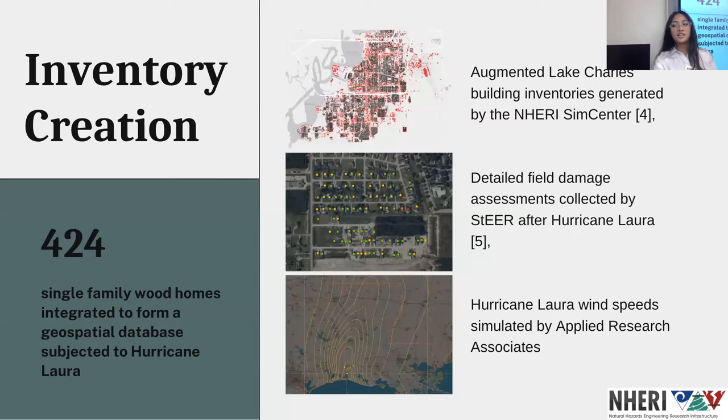The validation of these codes requires a whole bunch of different data sets to be fused into one data inventory. We generated this information by using the NHERI SimCenter and the different building inventories that they gathered for over 30,000 homes in the Lake Charles area. Then we identified which of these single family homes had also been assessed by STEER in Hurricane Laura. All of these were fused together with the wind speeds taken from Applied Research Associates, and this was made into an inventory of 420-plus homes for further analysis.